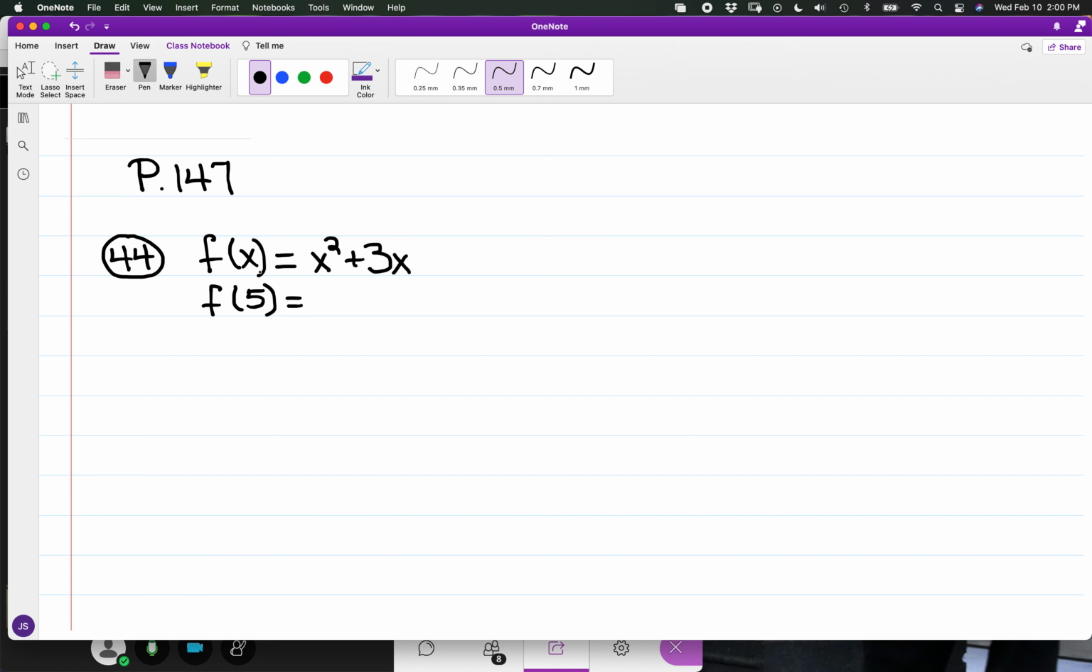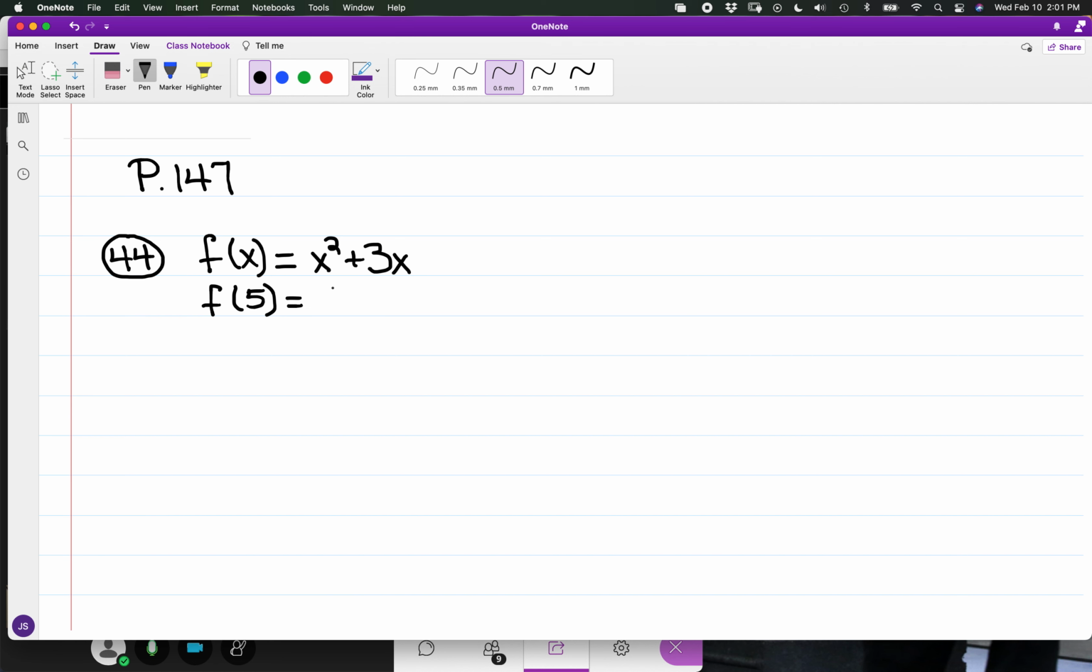We have f of x, and again, this is another way of saying y, which is set equal to x squared plus 3x. Now, this particular function is comprised of an infinite number of points, and one of the points is at x equal to 5. In terms of finding the corresponding y value, we have f of x equal to x squared plus 3x, and we change the input from x to 5.